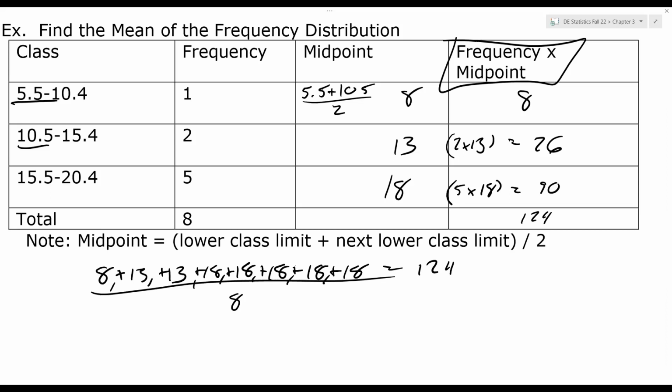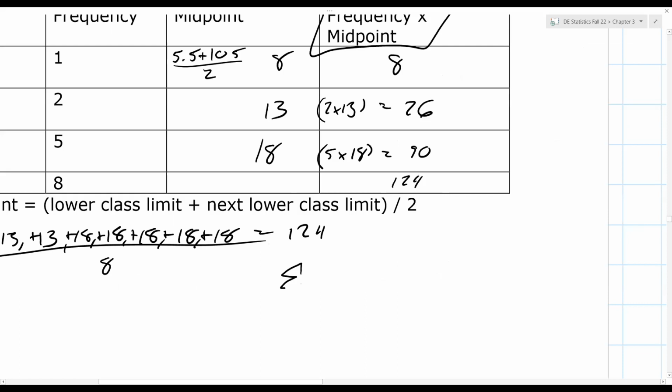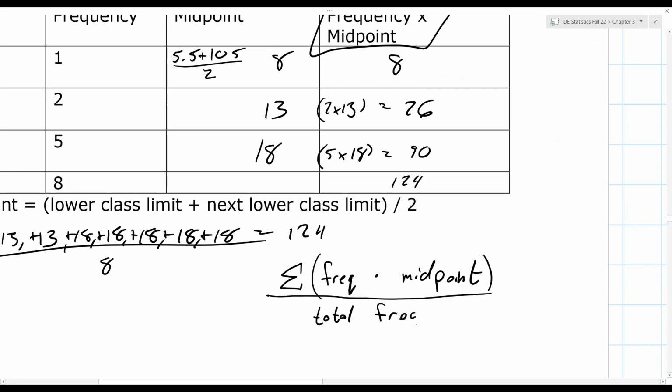So it's the sum of frequency times midpoint. So I'm going to do the frequency times the midpoint for each of my different classes. I'm going to add those all up. That gives me my numerator. And then my denominator is still how many things I added up, which would be my total frequency.